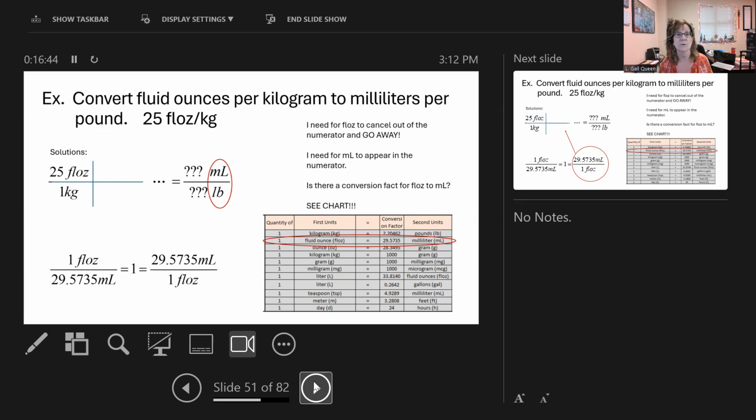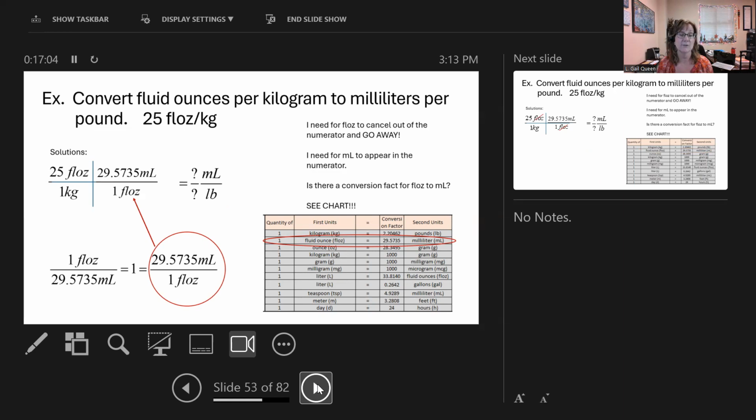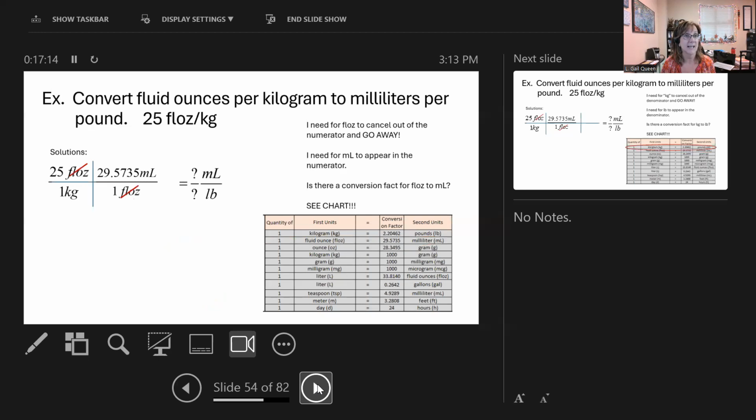Now, keep in mind, what was our goal? I want the fluid ounces in the numerator to cancel and go away. So therefore, I'm going to choose the second fraction because the second fraction has the units, fluid ounces, in the denominator. When I put this fraction in place, you will see that you have fluid ounces now in the top by the 25 and fluid ounces now in the bottom with the 1 fluid ounce. And these units of fluid ounces are going to cancel. That's why I chose the fraction so that the fluid ounces will go away.